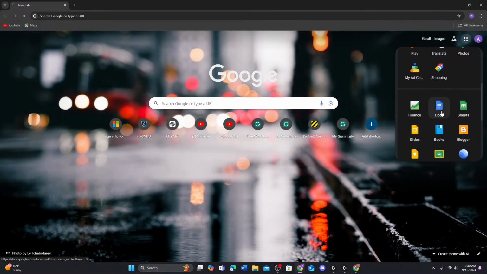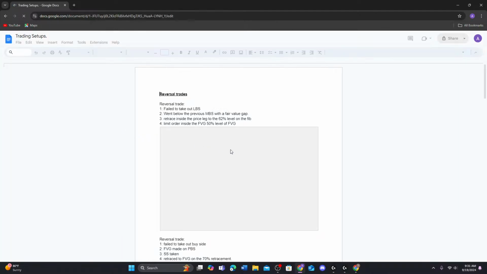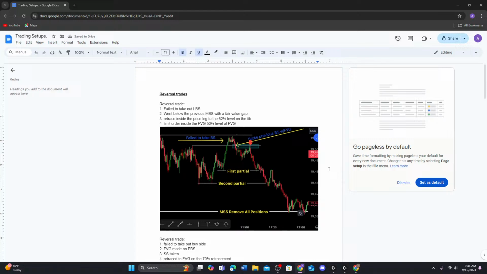Kind of show you some of my trading setups. At least I'm making a journal, taking screenshots and journaling good trades.